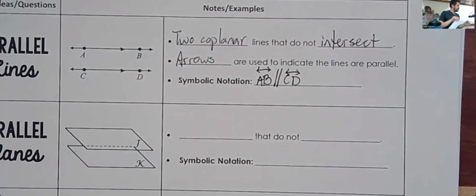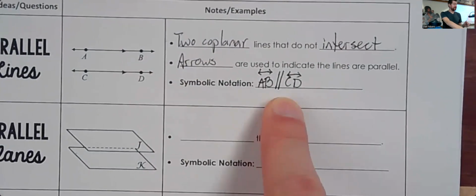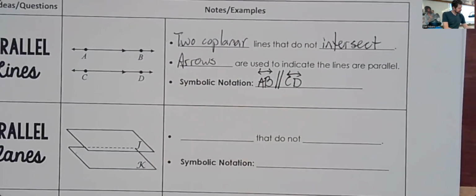Those two lines are parallel. There you go. Thank you. What's up? Yeah, these two lines are parallel to each other. Yep. All right, so that's a little bit of notation to get started here.